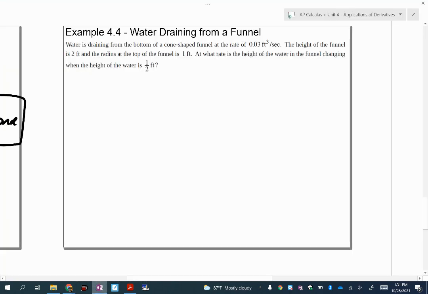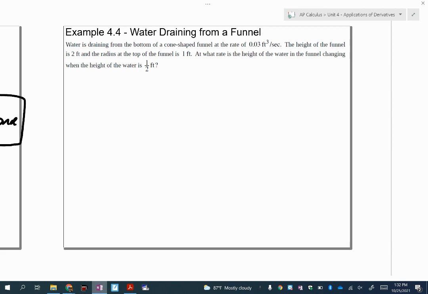Okay, so this last example is talking about water draining from the bottom of a cone-shaped funnel at the rate of 0.03 cubic feet per second. They give us the height of the funnel, which is 2 feet, and the radius at the top is a foot. At what rate is the height of the water in the funnel changing when the height of the water is half of a foot?